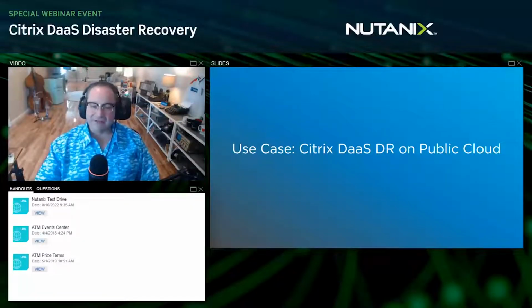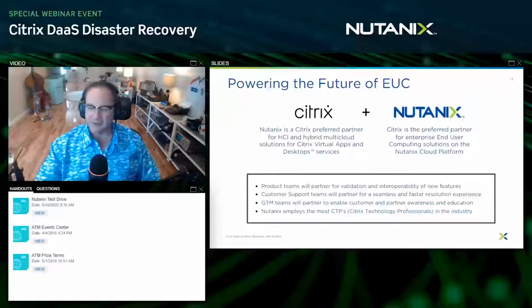So, what are we talking about? The use case that we want to look at here is Citrix DaaS, that's Desktops as a Service, okay? Disaster recovery, business continuity, so DRBC on a public cloud is really where we want to get into. And I am legally obligated, Jess told me at the front of this webinar, to cover the marketing slide, Powering the Future of EUC.